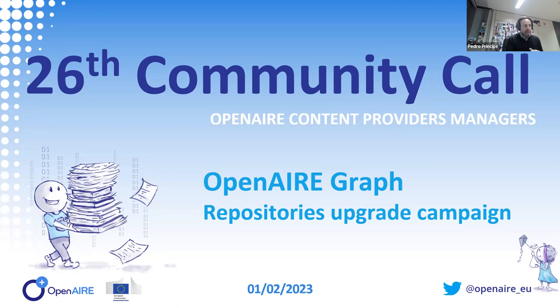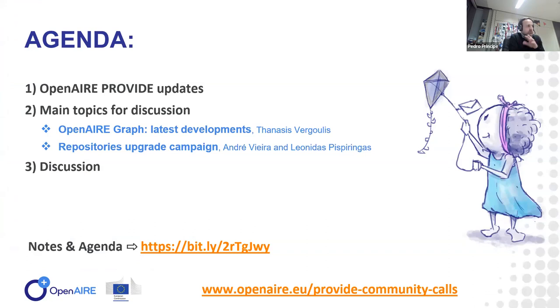Today we will have an OpenAIRE colleague, Thanasis Vergoulis, to explain a bit more about the graph and those novelties. But we also want to provide some of the novelties that we have in the main service, the provide dashboard, as we usually do. So these two main topics. We also want to highlight a bit the repositories upgrade campaign that we have. Maybe we can highlight just an alert before Thanasis' talk, but then we can also present that after Thanasis' presentation.